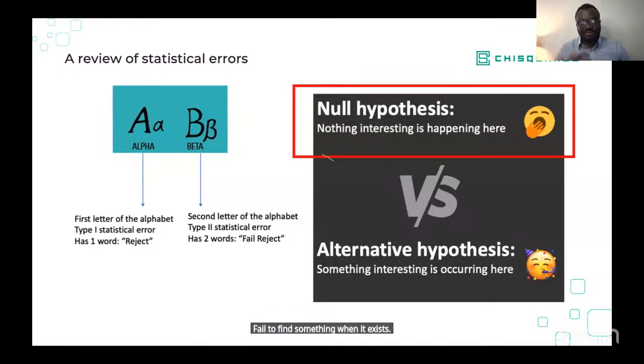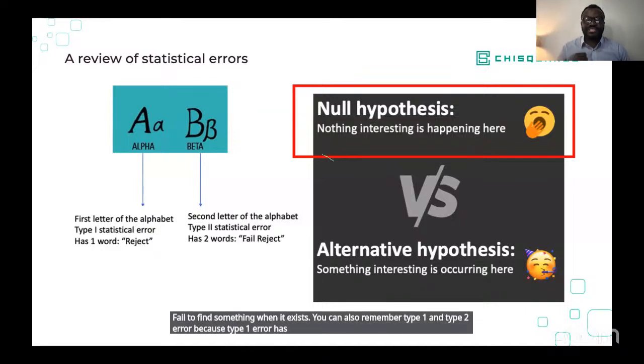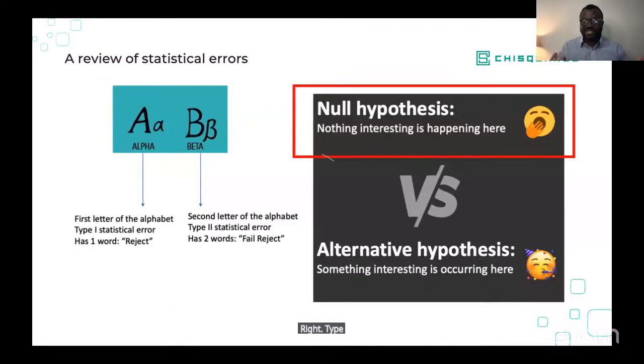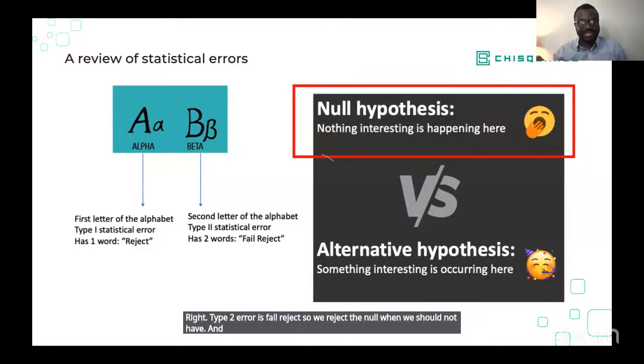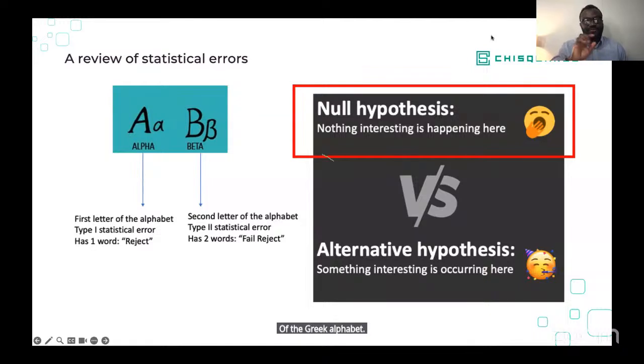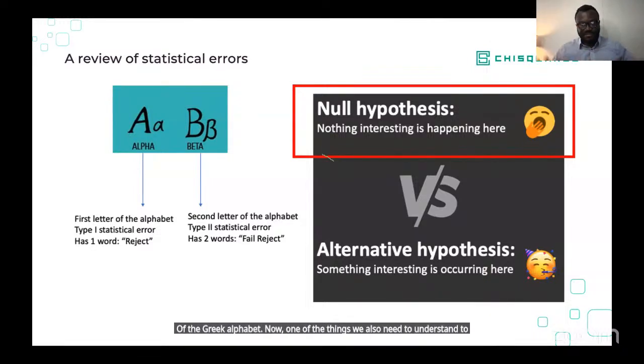You can also remember type 1 and type 2 error because type 1 error has only one word in it, which is reject, right? Type 2 error is fail to reject. So we reject the null when we should not have. And we'll talk about the null in a minute, so let's not go ahead of ourselves. Just know that it's type 1 and type 2 error to correspond with the first and second letters of the Greek alphabet.